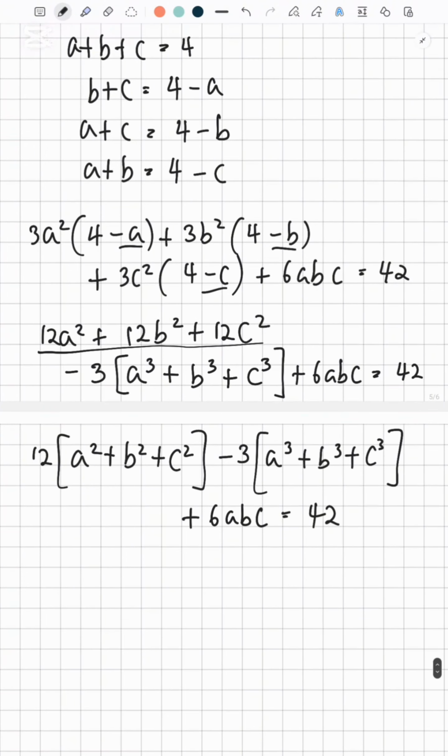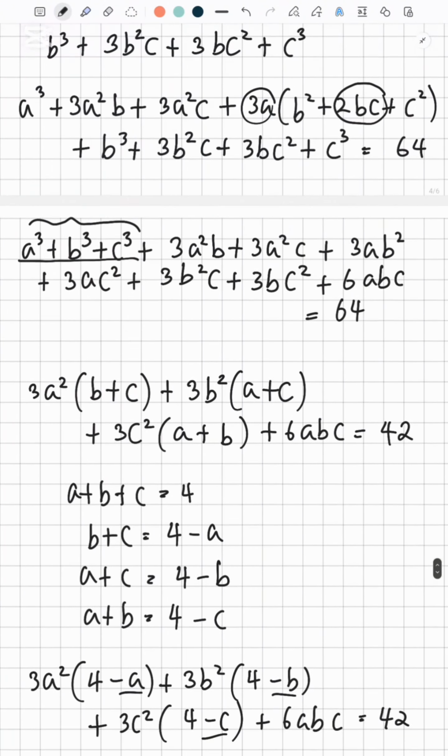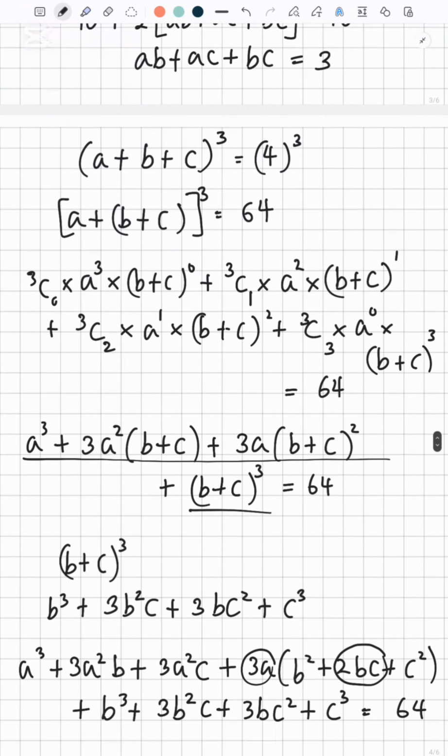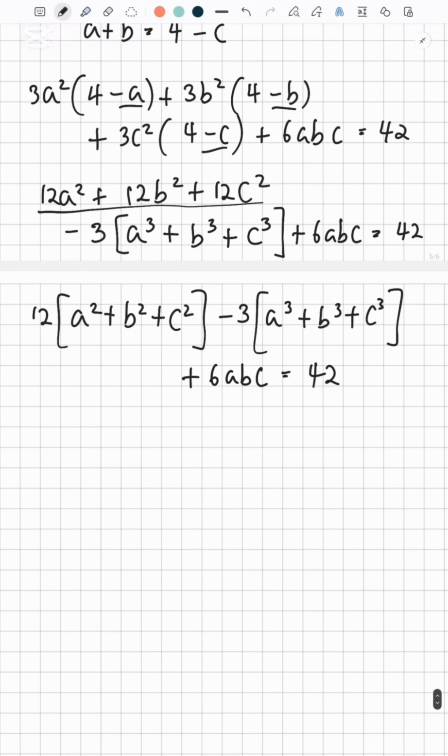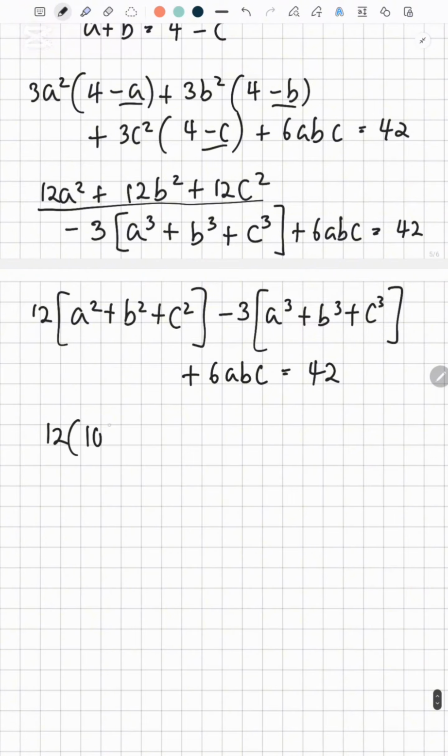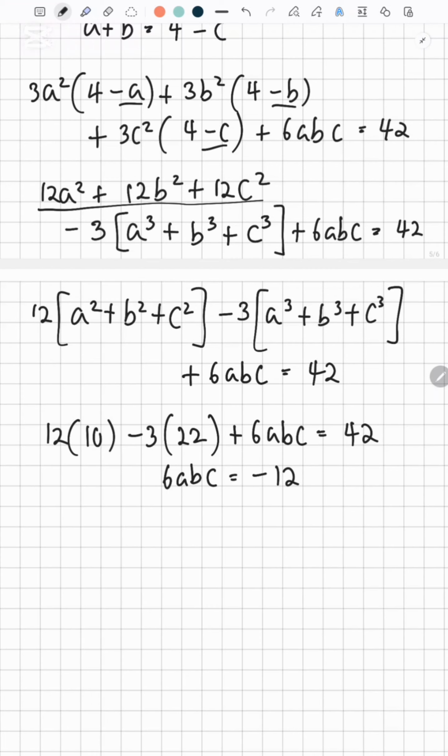So this will give you, 12 into a squared plus b squared plus c squared was what? Was it 10? Yep, 10 and 22, right? So we have 12 into 10 minus 3 into 22 plus 6abc equals 42. So you've got to use your calculator for this one. So this gives you 6abc equals minus 12. So abc equals minus 2.